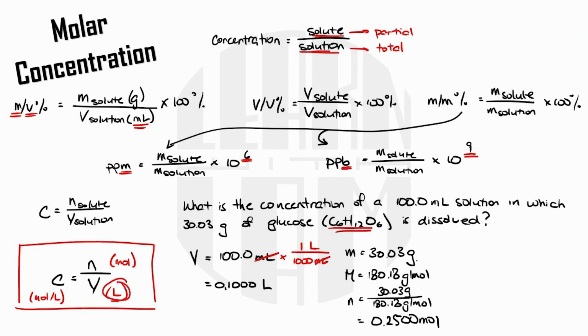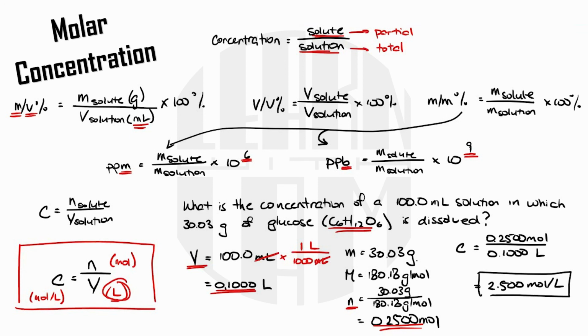0.2500 moles. And to finish it all off, molar concentration is moles, so 0.2500 moles, divided by volume, so 0.1000 liters, which gives me 2.500 moles per liter. And that's that. As always, if you have any questions, just leave them in the comments below.